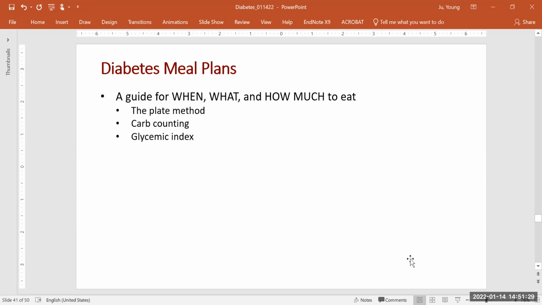Let's talk a little more on diabetes meal plan. A diabetes meal plan is a guide that tells when you can eat, what kinds and how much of food you can choose, so you can obtain the nutrients that you need while keeping blood sugar level in the target range. So a good meal plan will consider individuals' goal, their eating habits, as well as any medications they are taking. Some meal planning tools include the plate method, carbohydrate counting, and glycemic index.